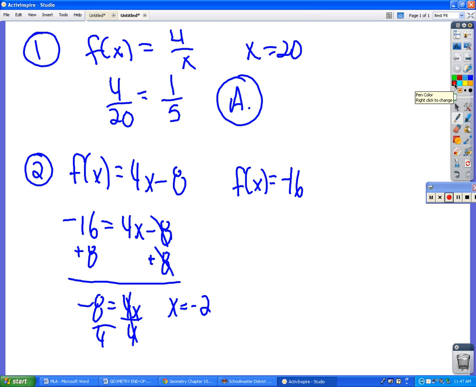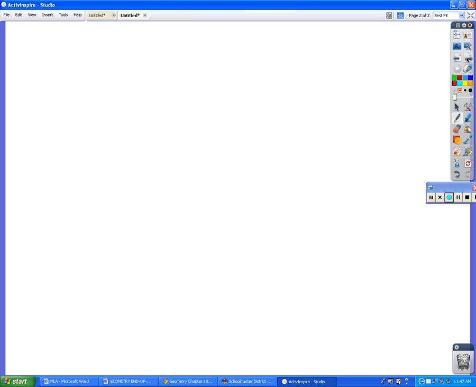Okay, so if it says x equals a number, you plug that number in for x. If it says f of x equals a number, you plug that number in for f of x and then solve for x from there.